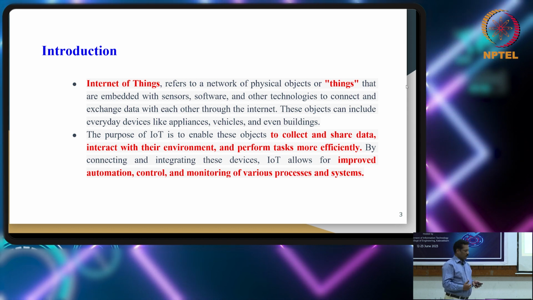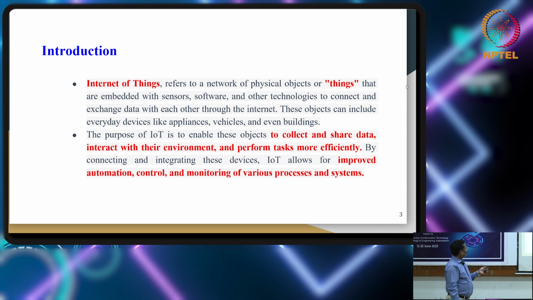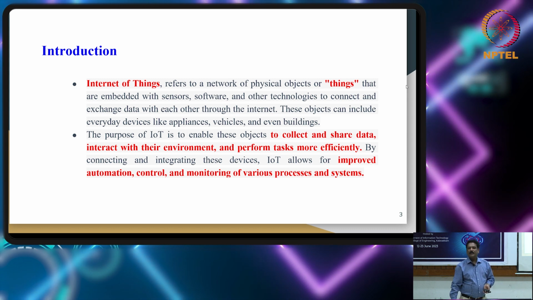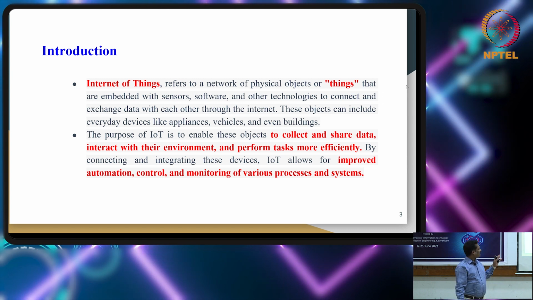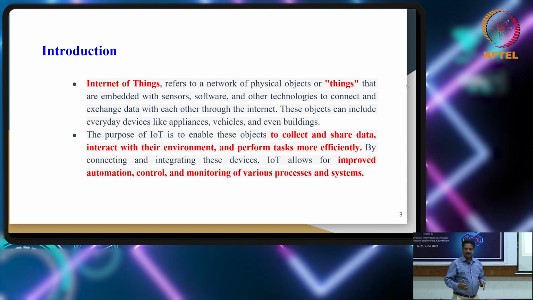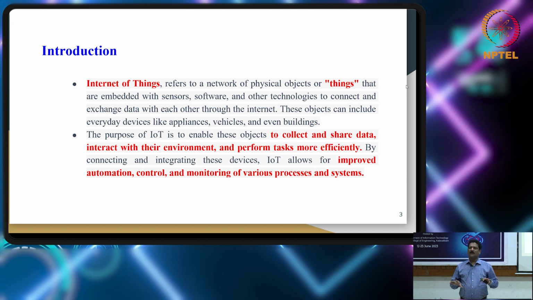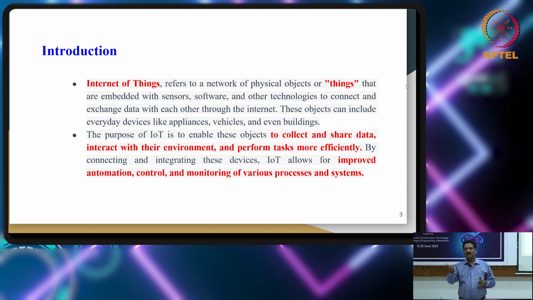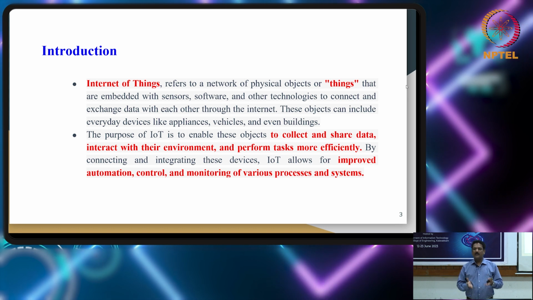The main objective of this IoT is to enable objects to collect and share data, interact with their environment, and perform tasks more efficiently. This is the definition. And now they are going to make something like automation. For example, a car should run without a driver. Is it possible? Yes. That is nothing but automation. Even a washing machine: once you set the option, everything will be done automatically.